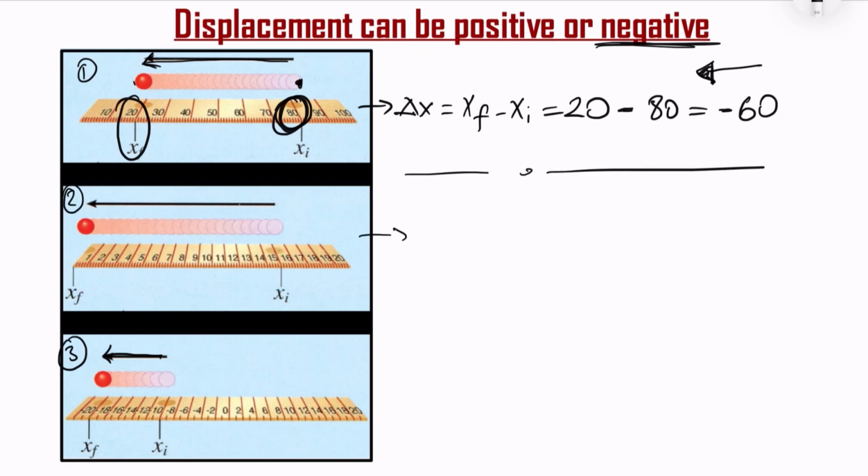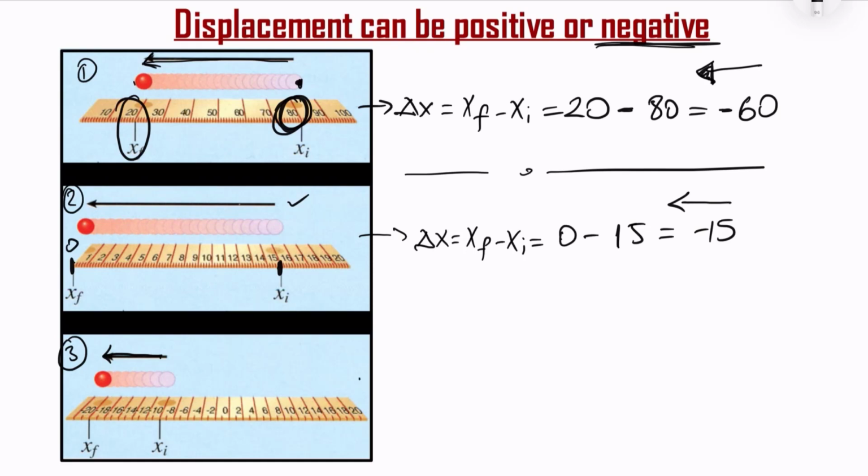Now the second one. Delta x equals x final minus x initial. Here it moves from 15 to 0. So the final position is 0 minus the initial position, 15. The result will be negative 15. The negative result means it moves in the negative direction. Is it? Yes, it is.